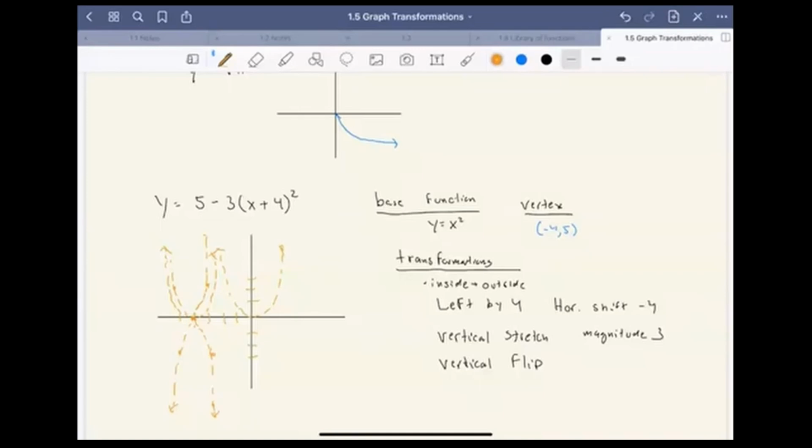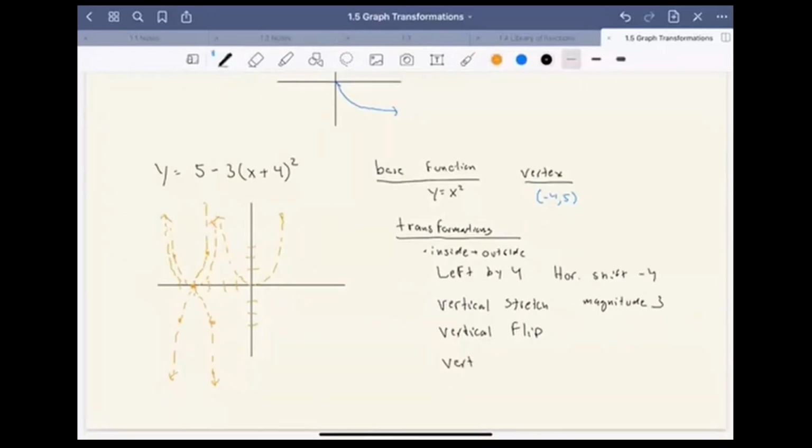Okay, now the +5. What does this +5 do? This +5 is a vertical shift up 5. Okay. So that ends up being, the one in blue is our final graph.